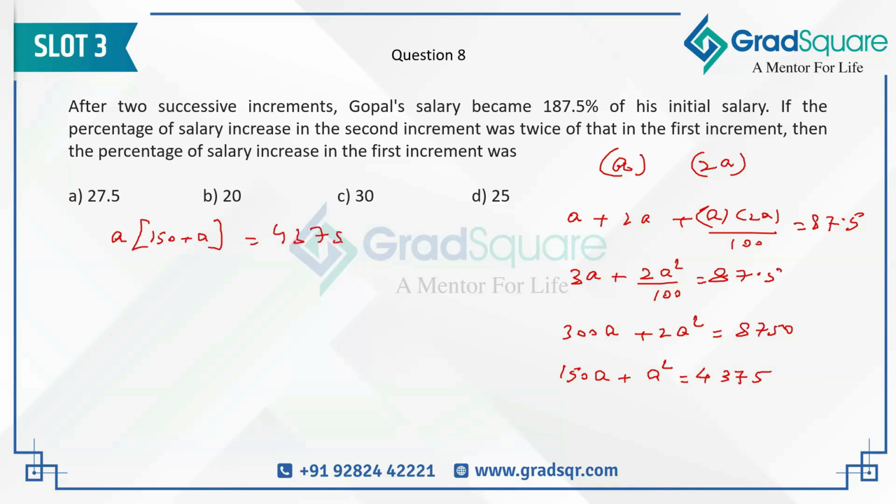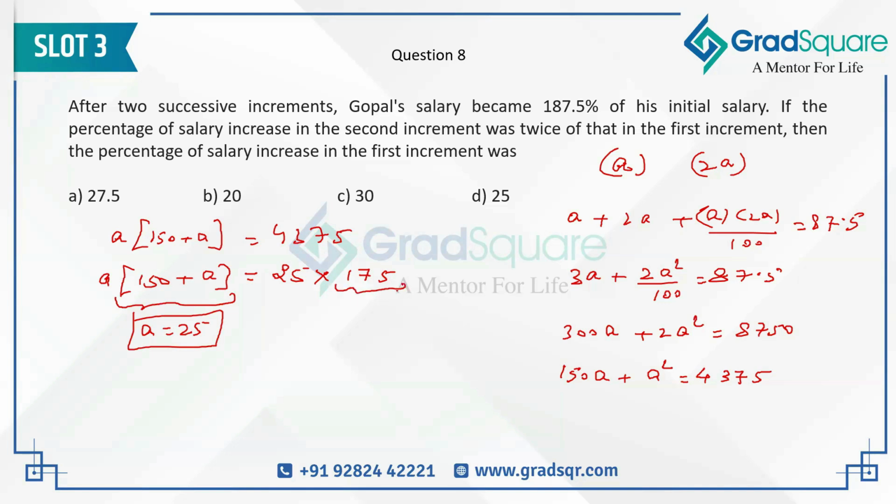I look at 4375 and I realize that it is divisible by 25 for sure. Let me factorize this. If I factorize it by 25, it will turn out to be 25 into 175, since 25 into 7 is 175. So if you are able to get down to this, you can directly call your value of A as 25. Because if A is 25, this particular bracket is 150 more than 25, which is 175, which is what we are getting over here.